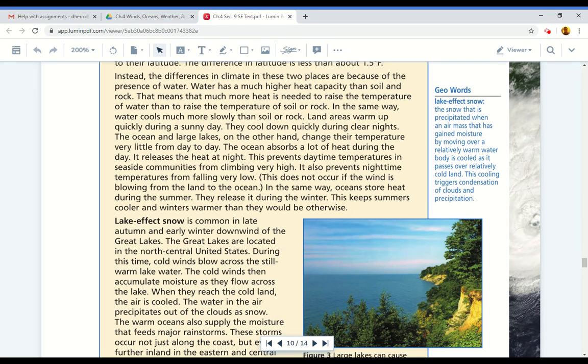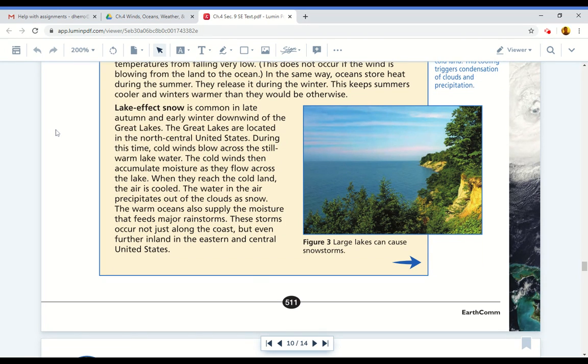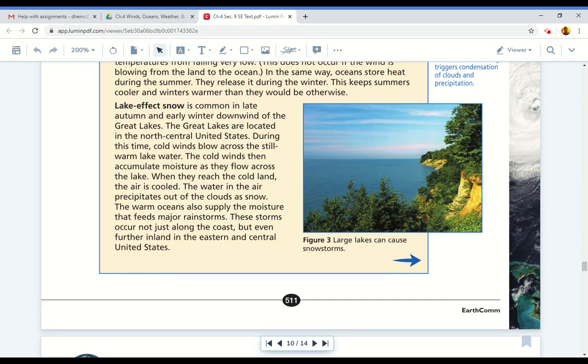The ocean absorbs a lot of heat during the day. It releases the heat at night. This prevents daytime temperatures in seaside communities from climbing very high. It also prevents nighttime temperatures from falling very low. This does not occur if the wind is blowing from the land to the ocean. In the same way, oceans store heat during the summer. They release it during the winter. This keeps summers cooler and winters warmer than they would be otherwise.